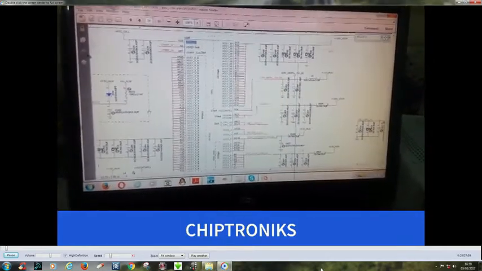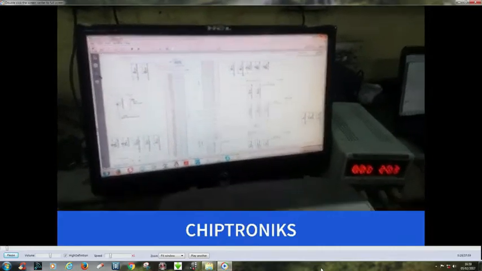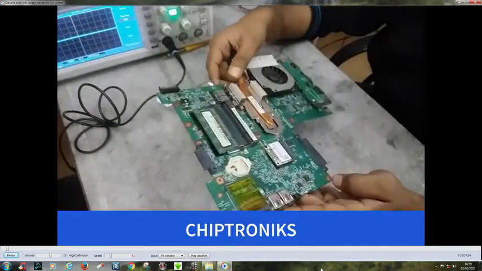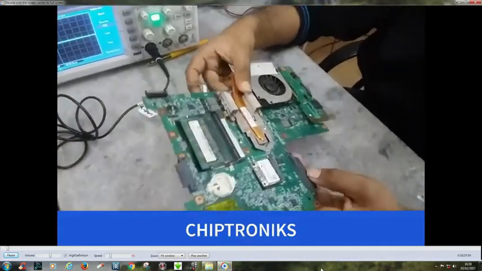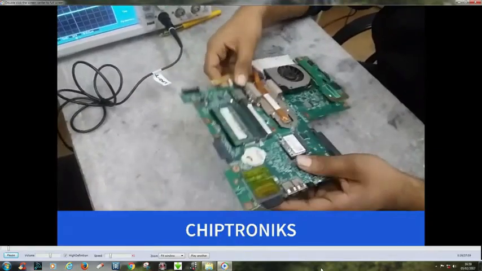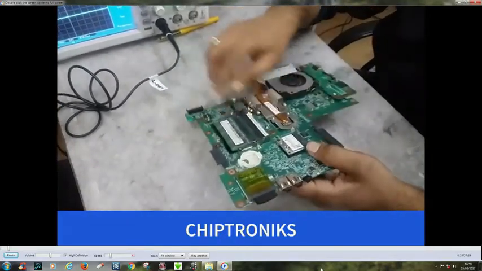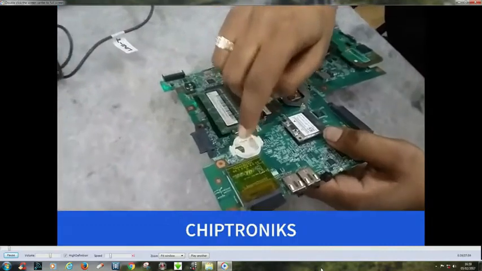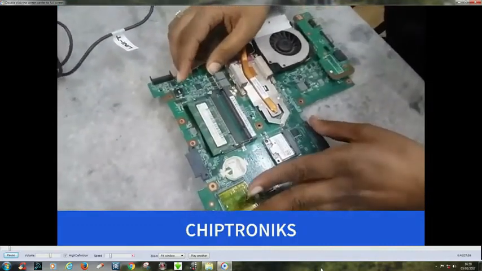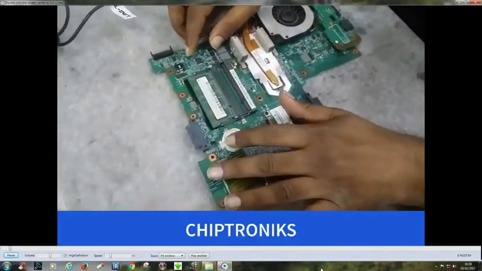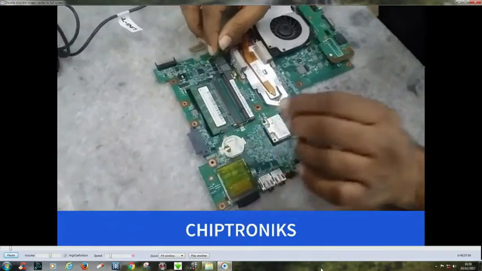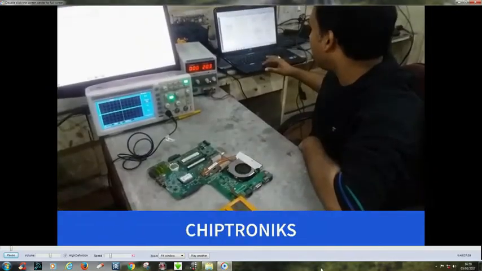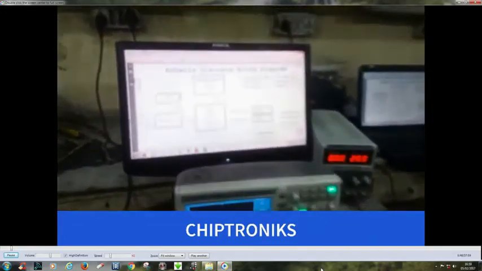You can see over here. Right now you can see this board is in completely dead condition because it has no power source. You can see there is no adapter connector, and you can see there is no RTC cell over here. So I will insert the RTC battery and I will show you the power sequence. And this is the schematic diagram of Dell 1545.